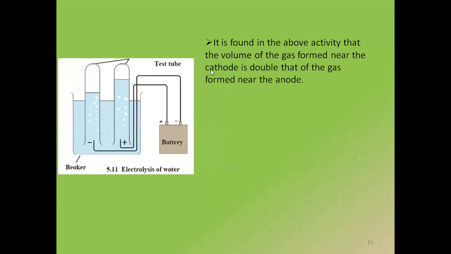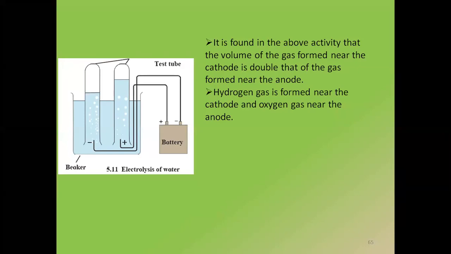I'll just repeat the same thing that I taught you. It is found in the above activity that the volume of gas formed near the cathode is double that of the gas formed near the anode. Right? In short, I am saying that the volume of gas formed near the cathode is double the gas formed near the anode. Hydrogen gas is formed near the cathode and oxygen gas is formed near the anode. That means H2 will be coming at the cathode and O2 will be coming at the anode. They will not go anywhere. They will be in the test tube only.